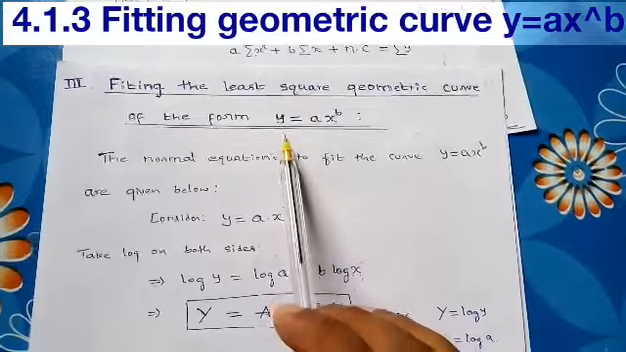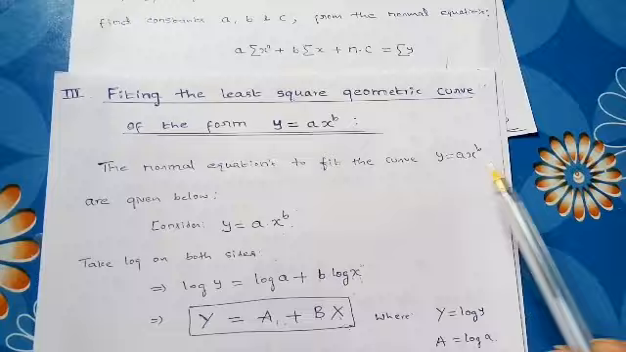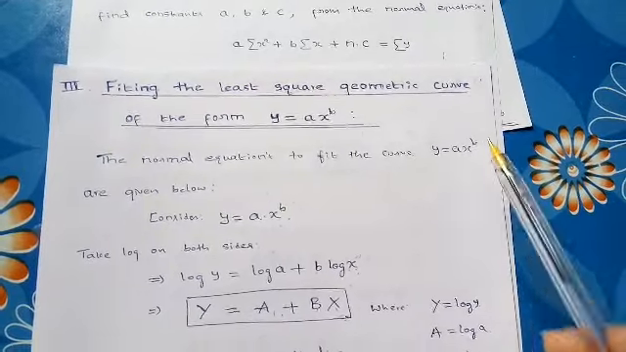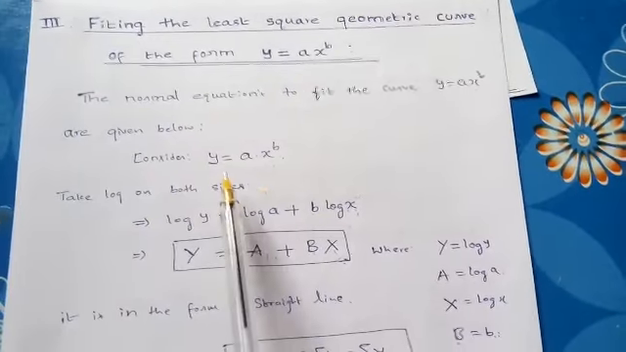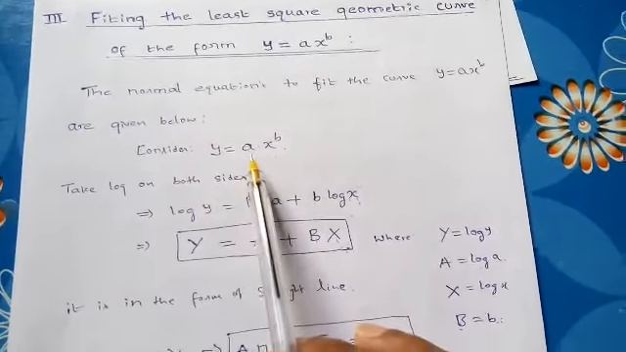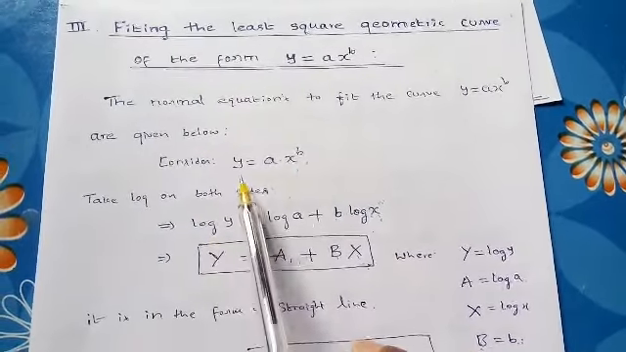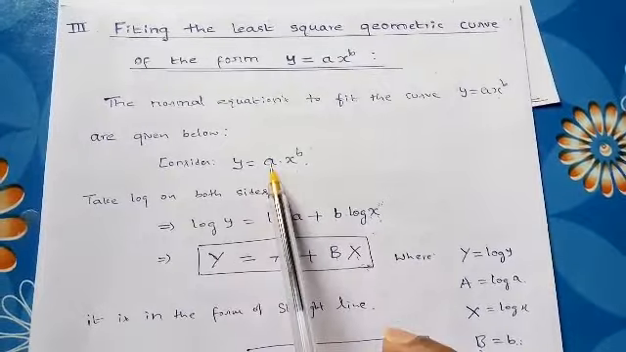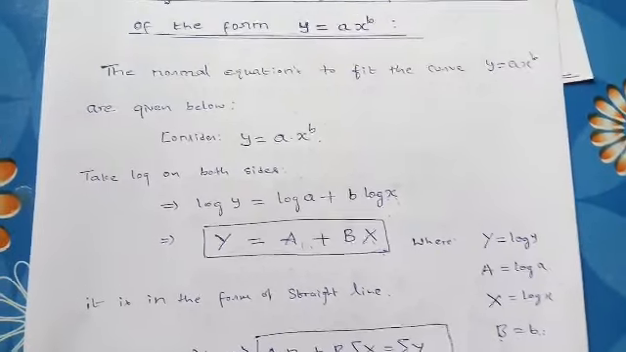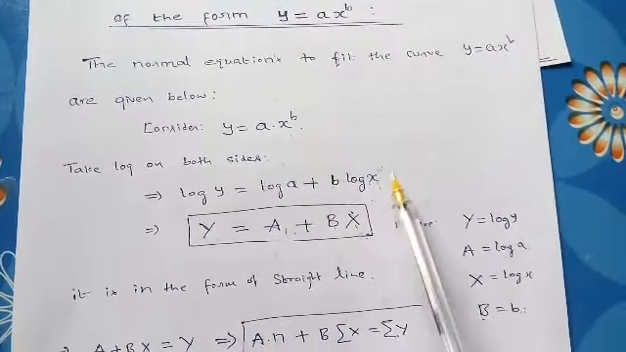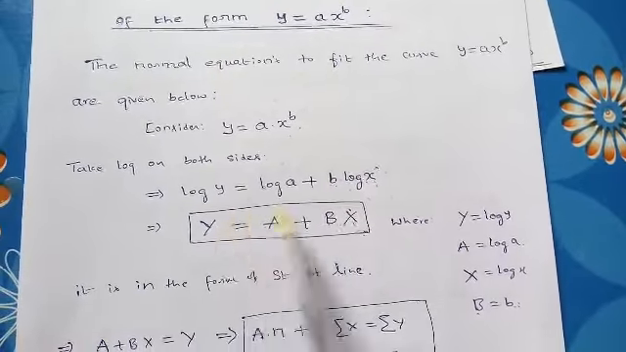Here, to fit this curve y equals a into x power b, we also have to derive the normal equations first to find the unknown constants a and b. For that, consider the curve y equals a into x power b and take log on both sides. We get log y equals log of a into x power b, which can be written as log a plus log x power b. Log x power b can be written as b log x. So we get this equation.